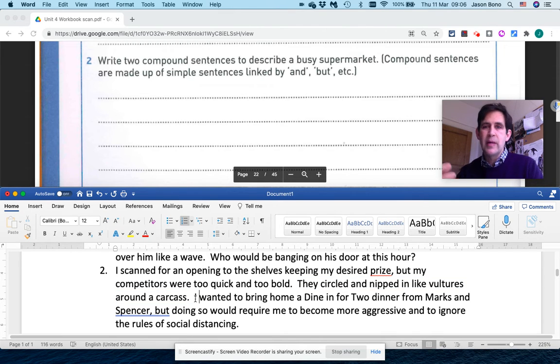This is not strict. It's about practicing your control of sentence structure. So, I wanted to bring home a dine-in for two from Marks and Spencer. That's a sentence that stands by itself. Doing so would require me to become more aggressive and to ignore the rules of social distancing. That stands by itself, and this is a simple sentence, even though there are two verbs, it's one subject. But don't worry about that. The idea is you're getting some basic tools for how to make sure that I'm not doing the same type of sentence every time. And I've joined them here with a comma conjunction and then a full stop. You want to make sure you're not linking too many clauses together with comma conjunctions though. So if I add another comma and this, da da da da, and that, da da da da, now I'm getting into a run-on sentence. So two, maybe three clauses, but I wouldn't go longer than that.